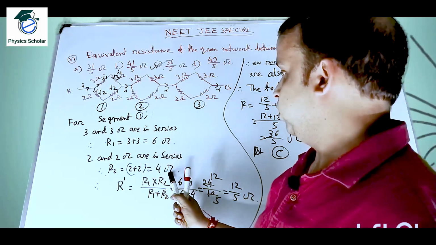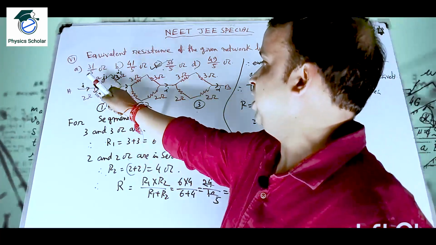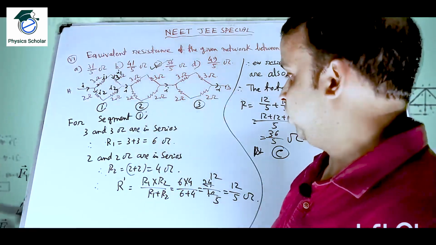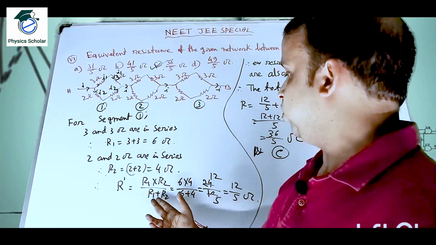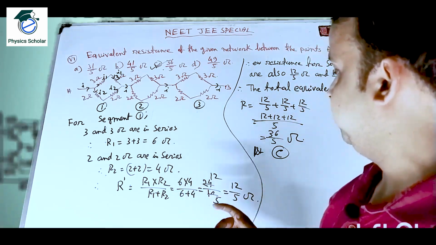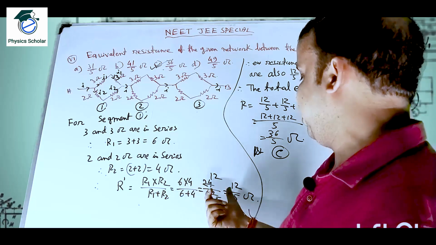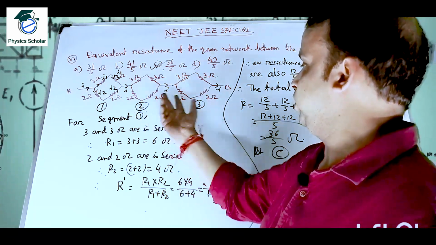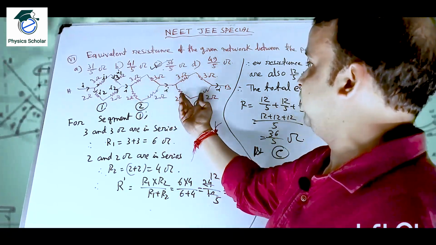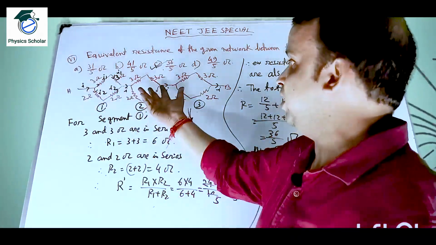So this portion and this portion are in parallel, because here the current is splitting into two parts, I1 and I2. So that means R1 into R2 by R1 plus R2. So 6 into 4 by 6 plus 4 is equal to 12 by 5. Clear? 6 fours are 24 and 6 plus 4 means 10. So 12 by 5. The 12 by 5 will be the same for this and for this. We don't have to do it again because it is the same value given. If the value is different, then we have to do it.